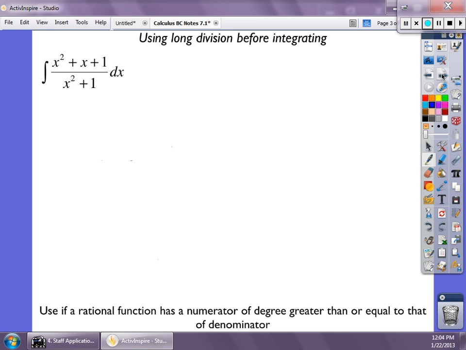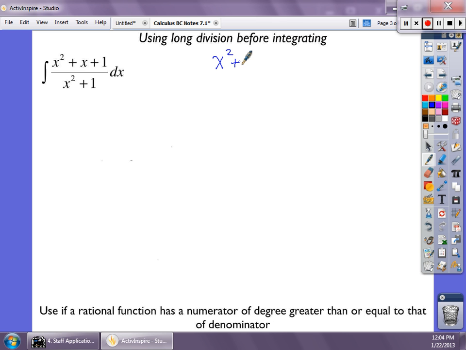The first thing we're going to be reviewing is using long division before integrating. And you can see down at the bottom, you use this if a rational function has a numerator of degree greater than or equal to that of the denominator. In this case, we clearly do. Degree of the numerator is 2, degree of the denominator is 2. And so we're going to set up a long division process.